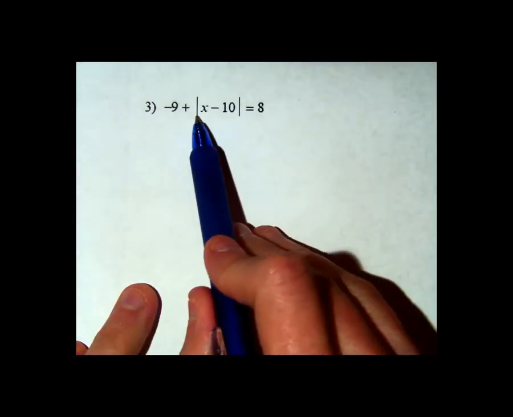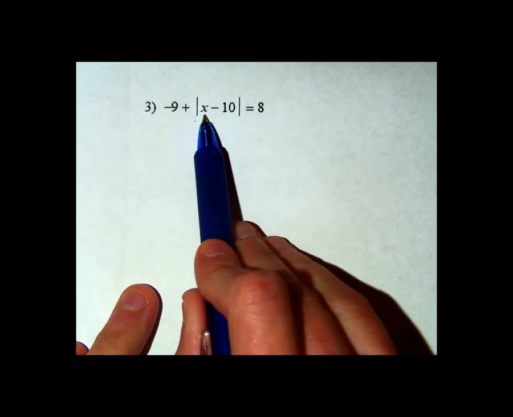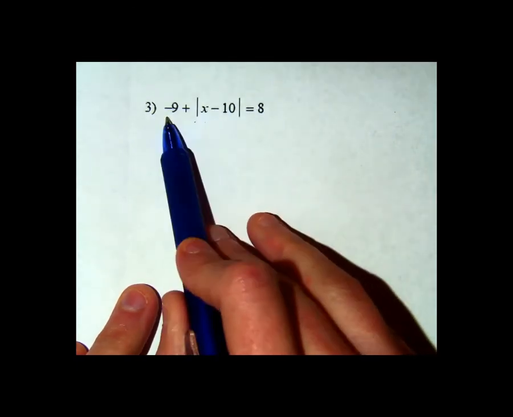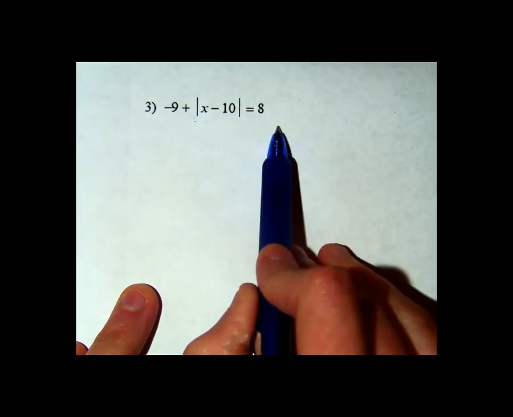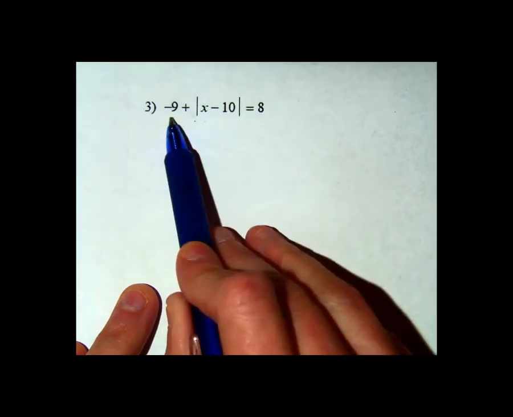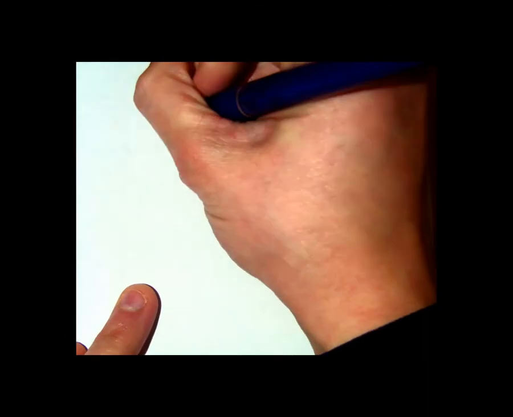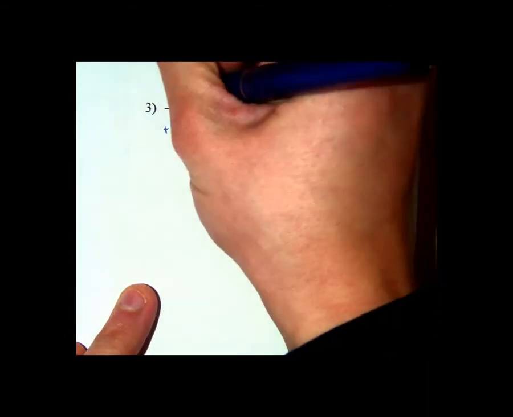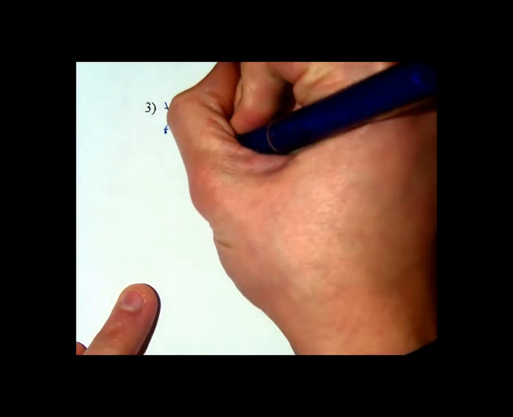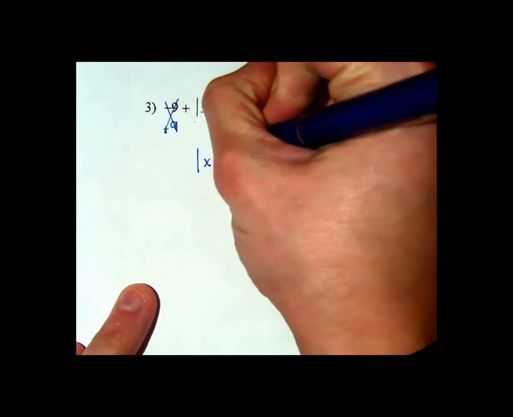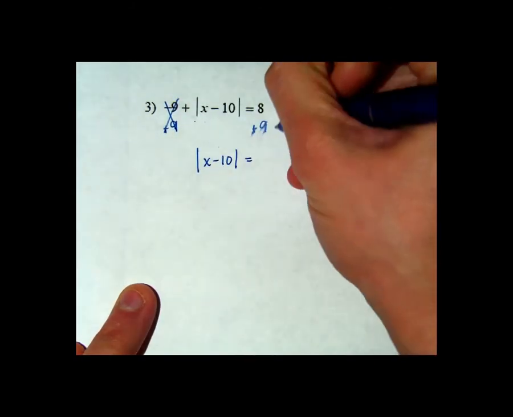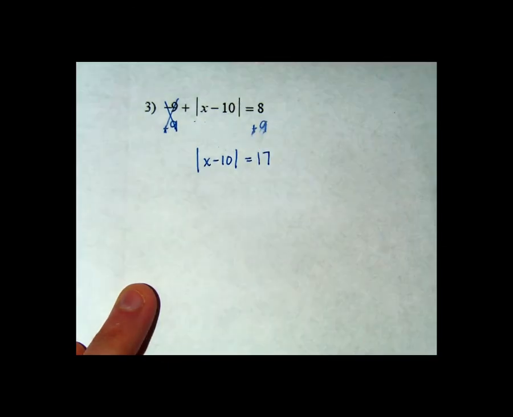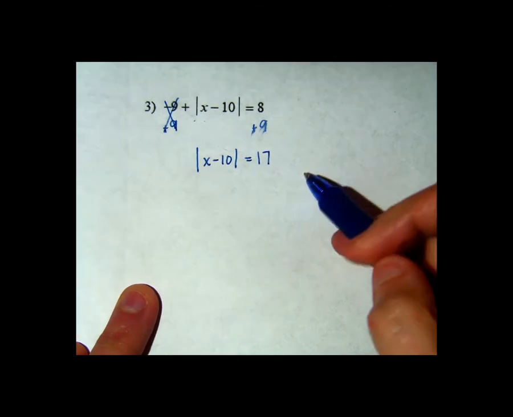Here's my absolute value symbol. I don't care about the stuff inside at the moment. I care about what's right here. I need to move this away from the absolute value. To do that, I need to do the opposite. So it's currently -9, so I'm going to add 9. It's going to go away on the left side, and I'm left with the absolute value of x minus 10 is equal to 8 plus 9, and 8 plus 9 is 17. Step 1 is isolate the absolute value.